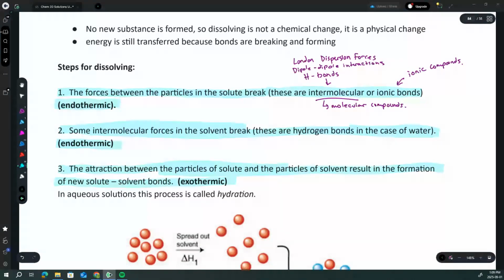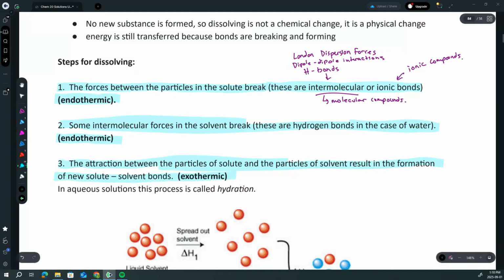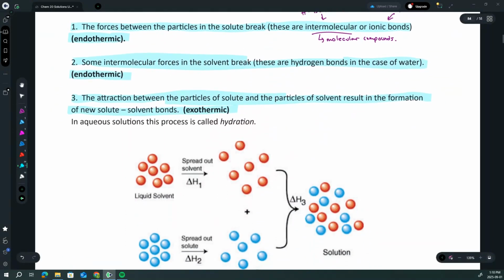Okay, so it's kind of like a rubber band. If you were going to break a rubber band, that would require energy from you in order to do it. Now in this analogy, the rubber band is the forces between molecules or particles, I should say. So those could either be your intermolecular forces or your ionic bonds, something like that.